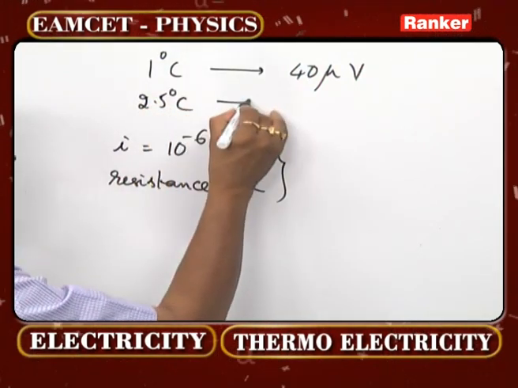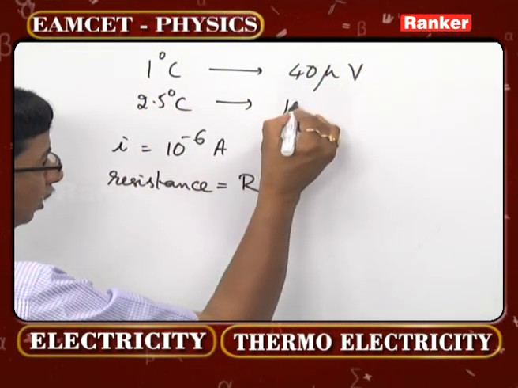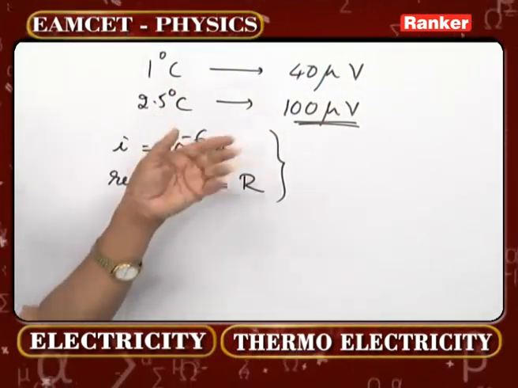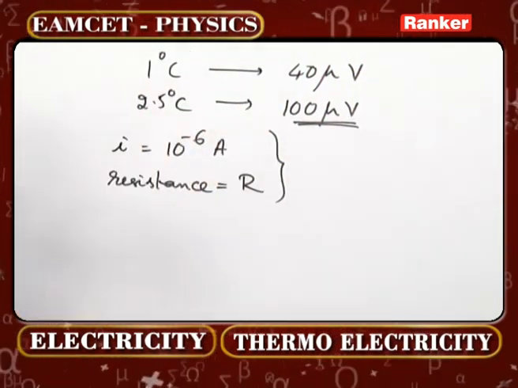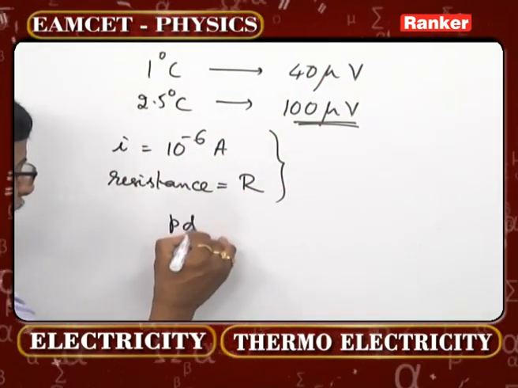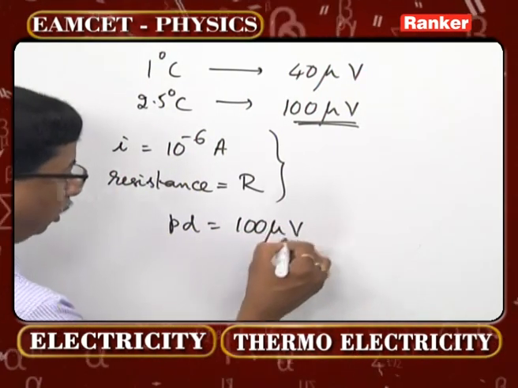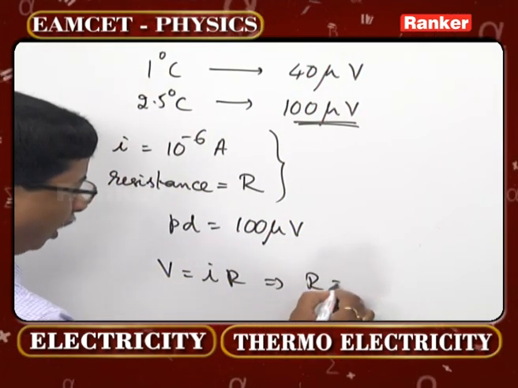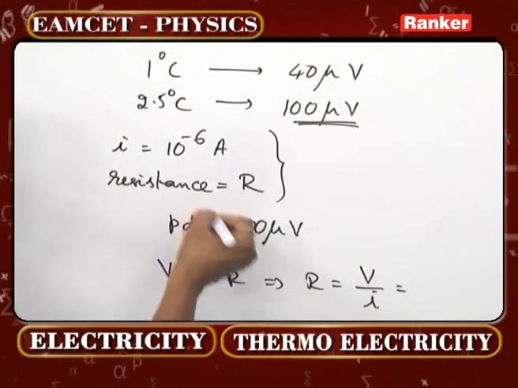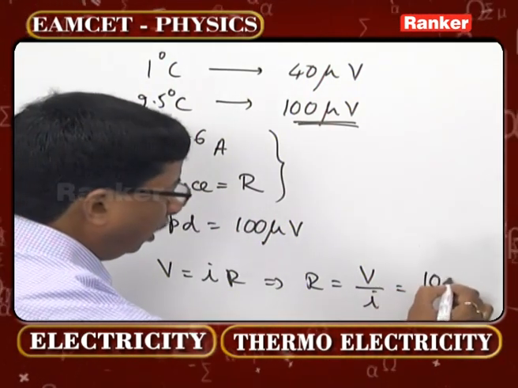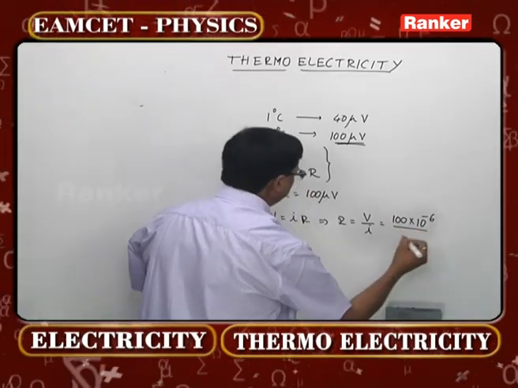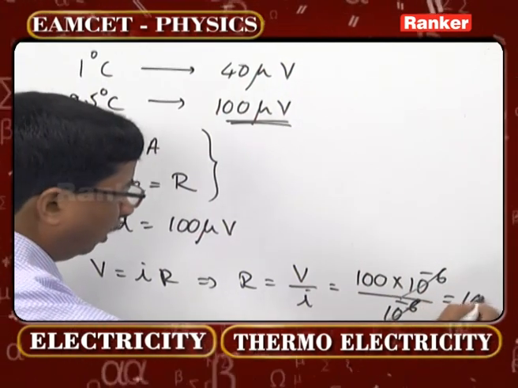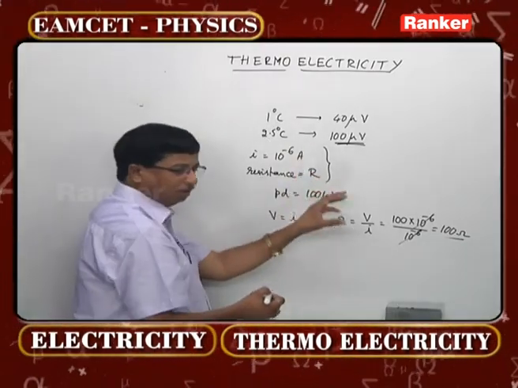2.5 degrees centigrade when it wants to measure, what will be the total PD over here? 100 microvolt it should be, because for every 1 degree 40, 2 degrees 80, 2.5 degrees 80 plus 20, that should be 100. So what is the total PD across this system now? 100 microvolt. Come on, relate these things please. V is equal to IR, or else R is equal to V by I. What is V value that has been mentioned here? 100 into 10 power minus 6 by, what is I that has been given? 10 power minus 6. These two, they get cancelled. And what is the resistance of that galvanometer is our question.